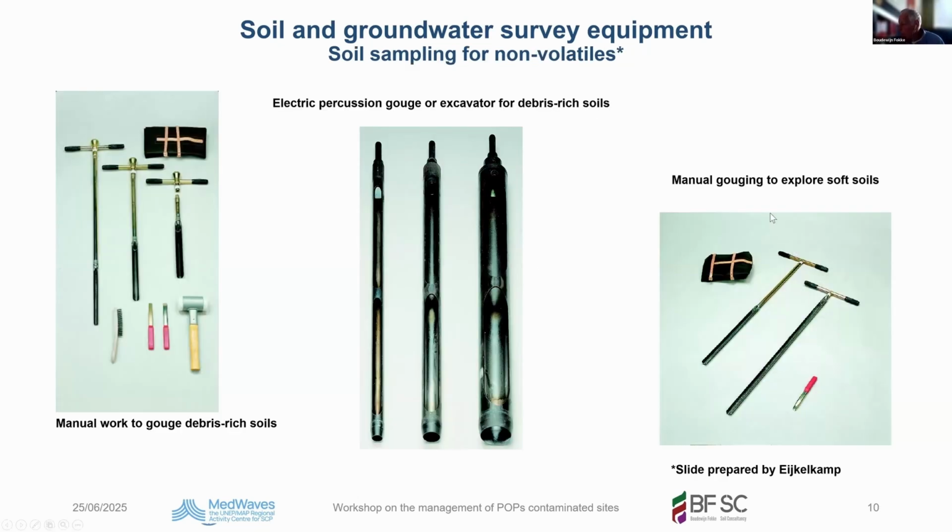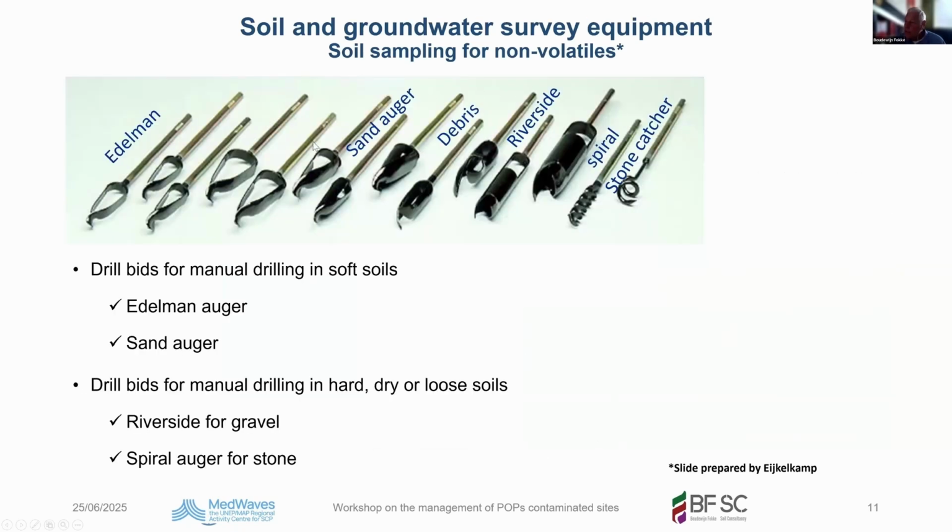And here also smaller Gorg for soft soil, and here is your knife. You just press it down manually and you get the profile in this Gorg, and with your knife you can take it out. These are augers. The Edelman auger can be used for soft soil.